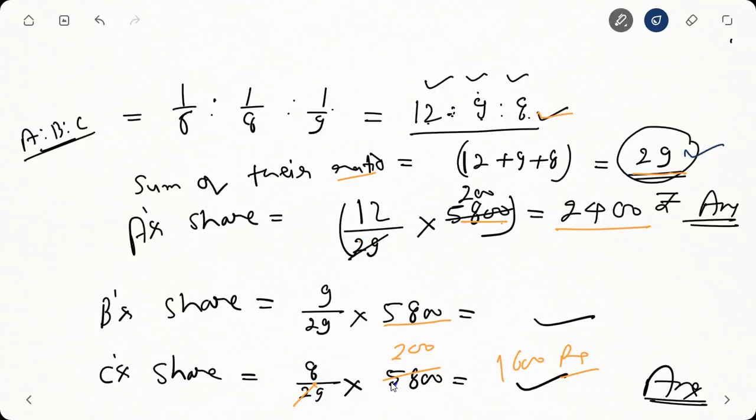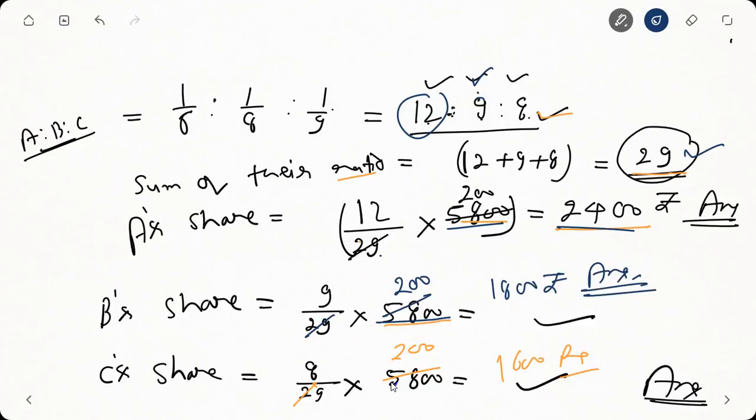Now we'll figure out what A's share is. A's share would be the ratio of A upon total ratio, 12 upon 29, into total money. Simplifying it, we'll get 2400 rupees. That is A's share. Similarly for B, B's ratio is 9 upon 29, where 29 is the total ratio, into total money earned, that is 5800. Simplifying this, we'll get 1800 rupees.